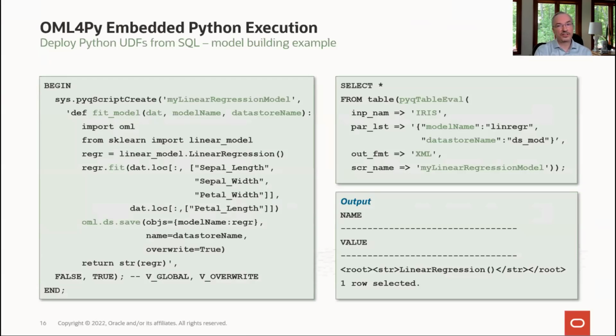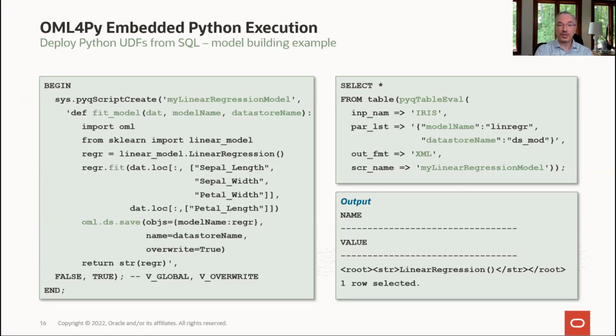So with this as our foundation, let's walk through an example showing the OML4Py SQL API to build a model. On the left, we have a UDF that builds a linear model from scikit-learn, then saves this model in the database using the data store, and returns the model as a string. As shown here, this function can be stored in the database Python script repository using the pyqScriptCreate function with the name myLinearRegressionModel. And note there is a corresponding Python API for storing UDFs in the script repository as well.